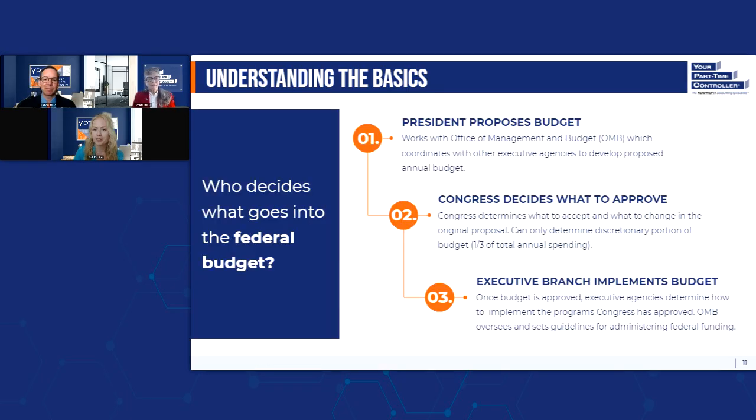It's fascinating to see those numbers, especially in a visual like that. And we've discussed how the government collects revenue, but let's address how that money gets spent. Who decides what goes into the federal budget?